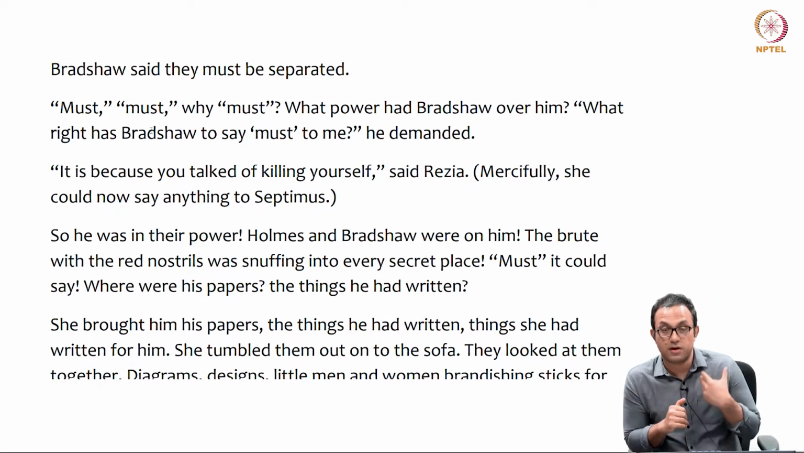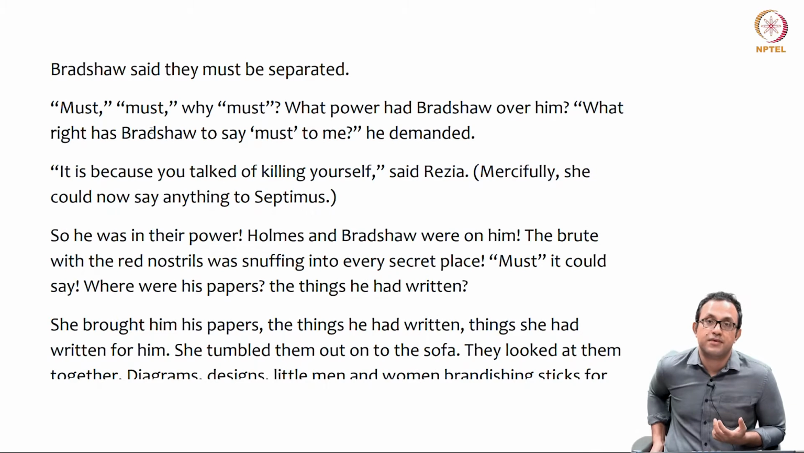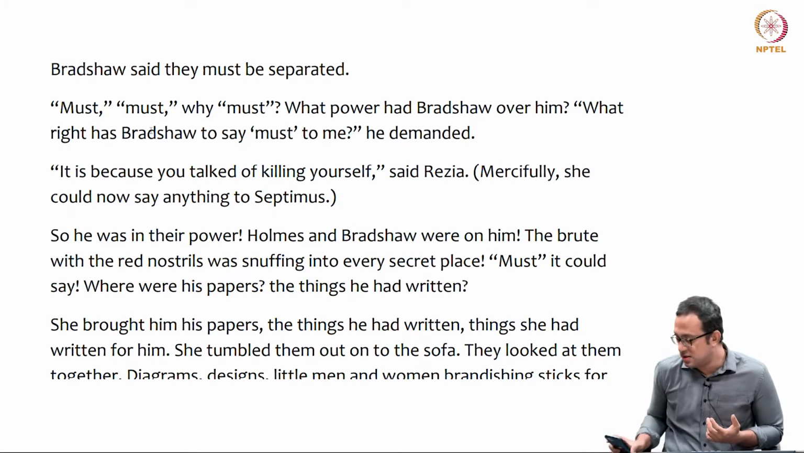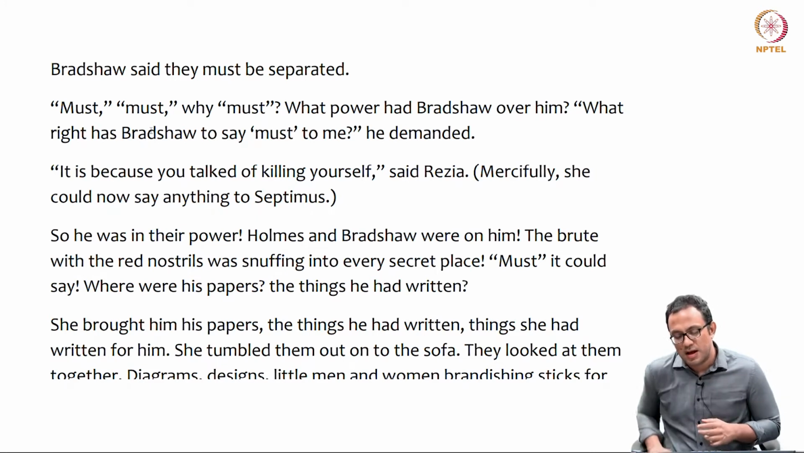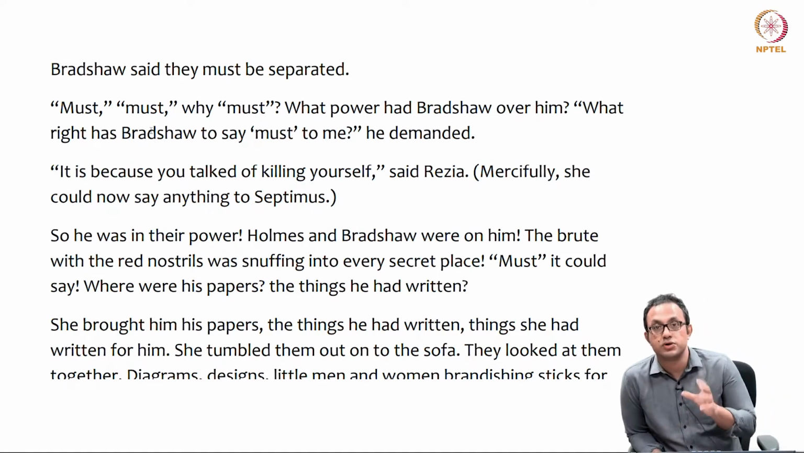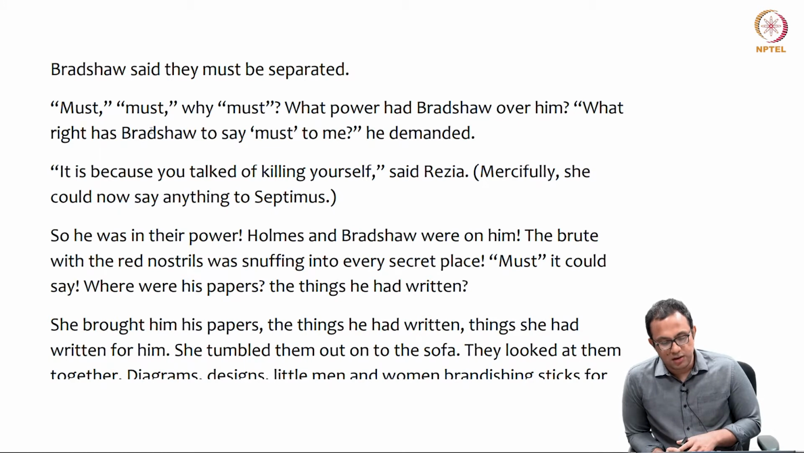And Septimus, of course, is looking for his papers, his diary, places where he'd written down his passages, his secret passages, his melancholic passages, etc. And he's thinking of recovering those before the doctors get there. Okay, so where were his papers, the things he had written?